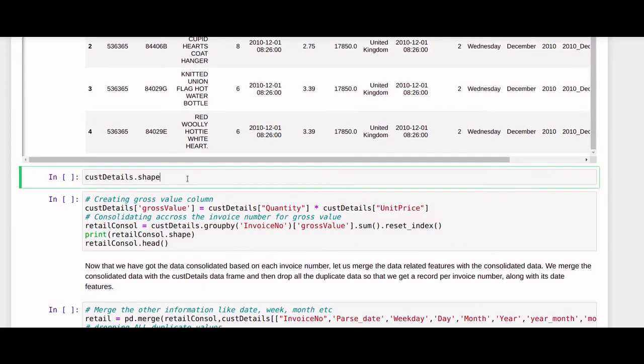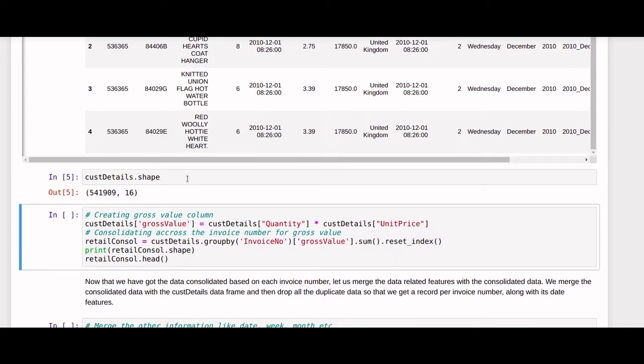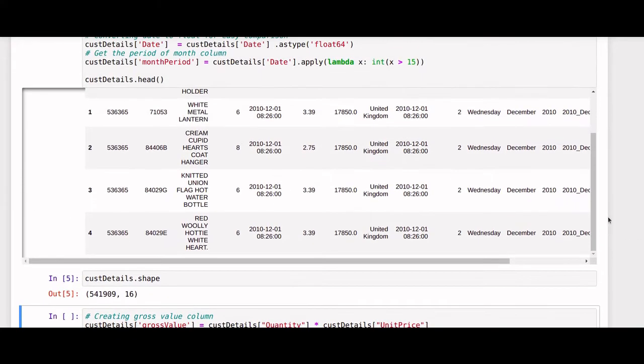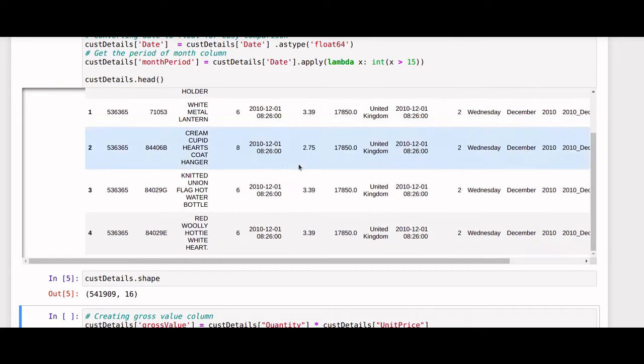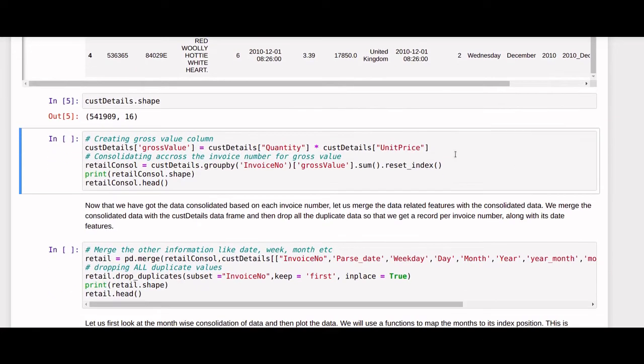Let's look at the overall shape of this data set. It's again 541,000, and we have got 16 variables now. One more processing which we have to do is, if you look at the data set, we have quantities and unit price. But what we want is the total price, or total cost, or total revenue for that matter. So the gross amount. We will multiply this quantity with the unit price to get the gross amount. So that's what we will do here.